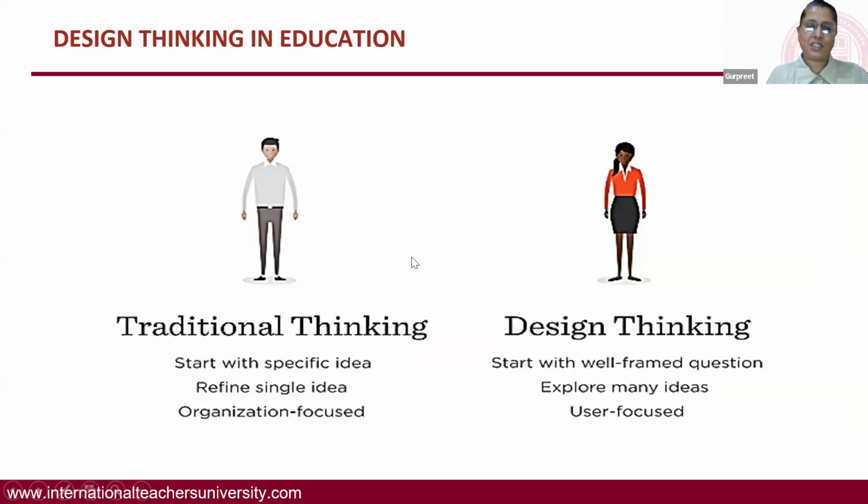So traditional thinking starts with a specific idea. Design thinking starts with a well-framed question and it is solution-based. Traditional thinking will always be problem-based. Traditional thinking will refine a single idea, whereas design thinking will enable the students and the learners to explore various ideas, to think about the problem in different ways and find out the solution. So traditional thinking is always organization focused, whereas design thinking is user focused. Here, user also stands for students in education. If we are talking about educators, they are our students or the learners.